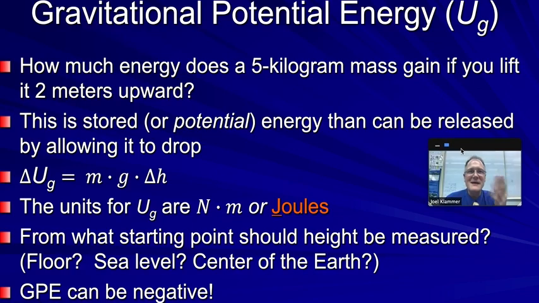So take a look at these couple of ones. Gravitational potential energy, represented by capital U sub G, meaning this is the potential energy due to gravitation or gravity. How much energy does a 5 kilogram mass gain if you lift it 2 meters upward? Well, you can figure it out real quick. Here's our 5 kilogram mass. Force of gravity on it is 49 newtons. And if you lift it up 2 meters, how much energy does it gain?